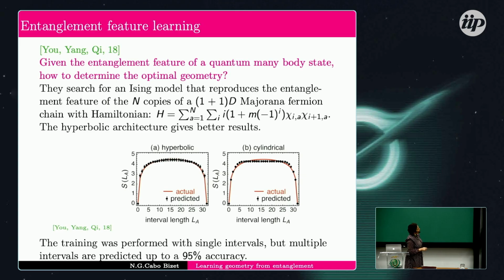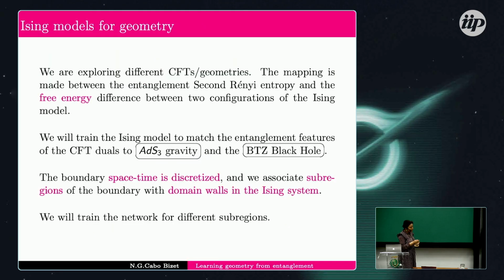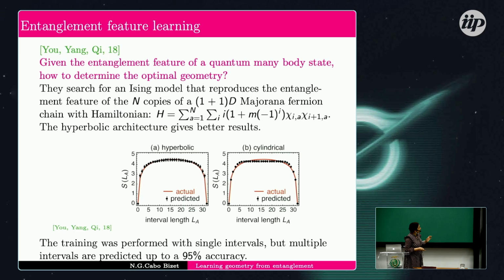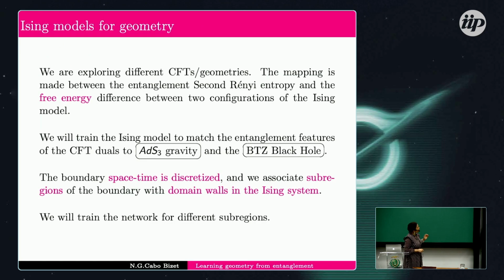But the question is: given a set of entanglement entropies, how can one determine the optimal geometry? Now we want to apply this to different CFT geometries. What we started doing now is the case of the AdS3 gravity dual, and the case of the BTZ black hole dual.